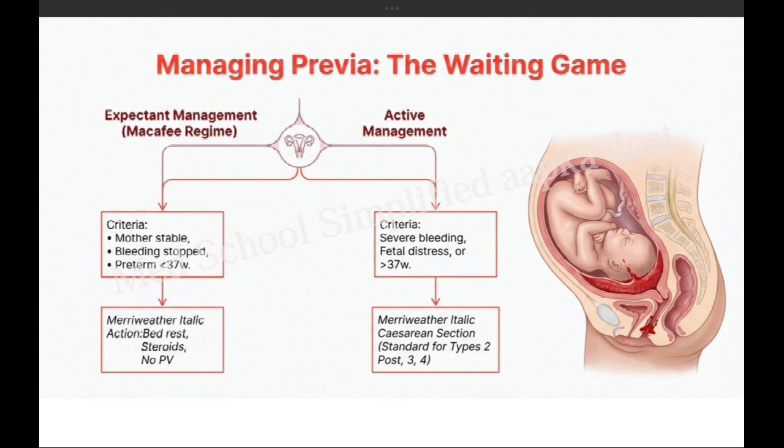In active management, the criteria will be severe bleeding, fetal distress, or more than 37 weeks. We will do the cesarean section, standard for type 2 posterior, 3 and 4.